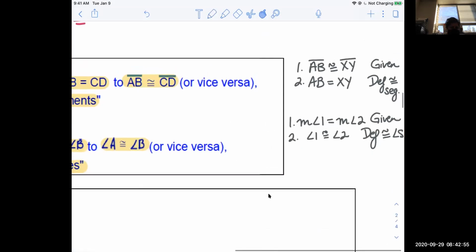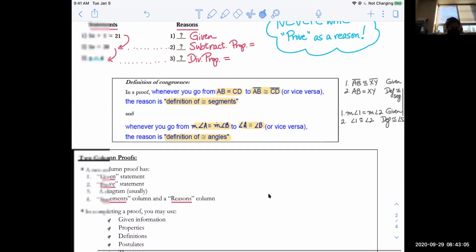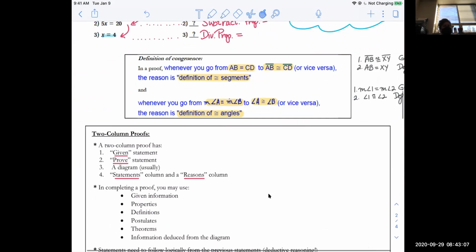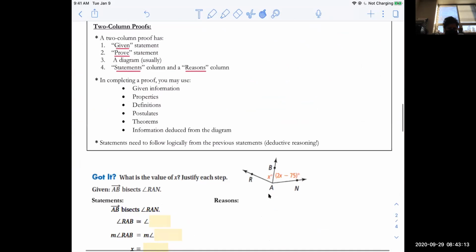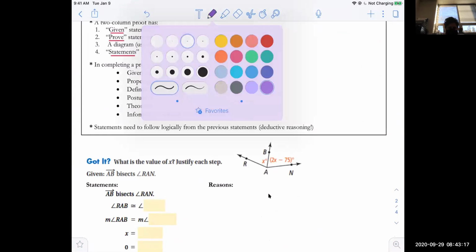Okay, and it doesn't matter if you're going from equality to congruence or from congruence to equality, because it's a definition. It goes both ways, right? It's a biconditional. So whenever you see you're going from equation to congruence or vice versa, that's definition of congruence. Okay, and again, we are doing deductive reasoning.